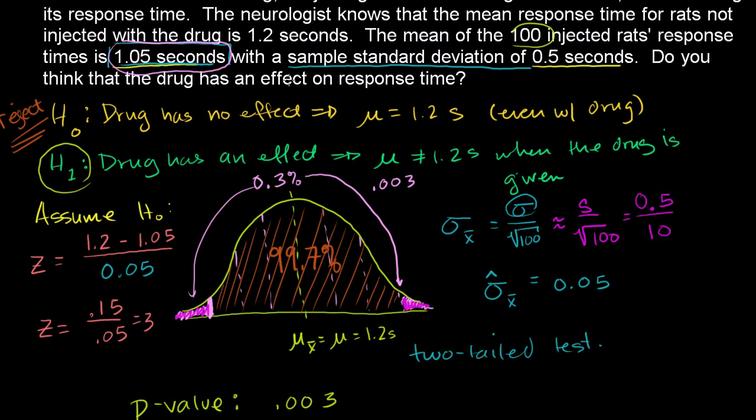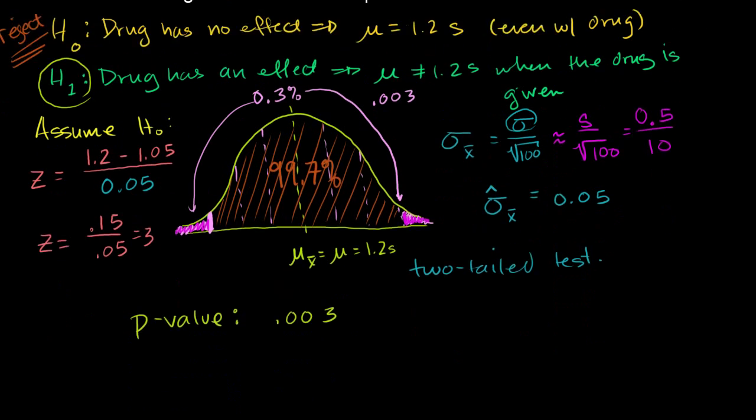You could have done a similar hypothesis test with the same experiment where you only have a one-tailed test. We still could have had the null hypothesis be that the drug has no effect, or that the mean with the drug is still going to be 1.2 seconds, our mean response time.